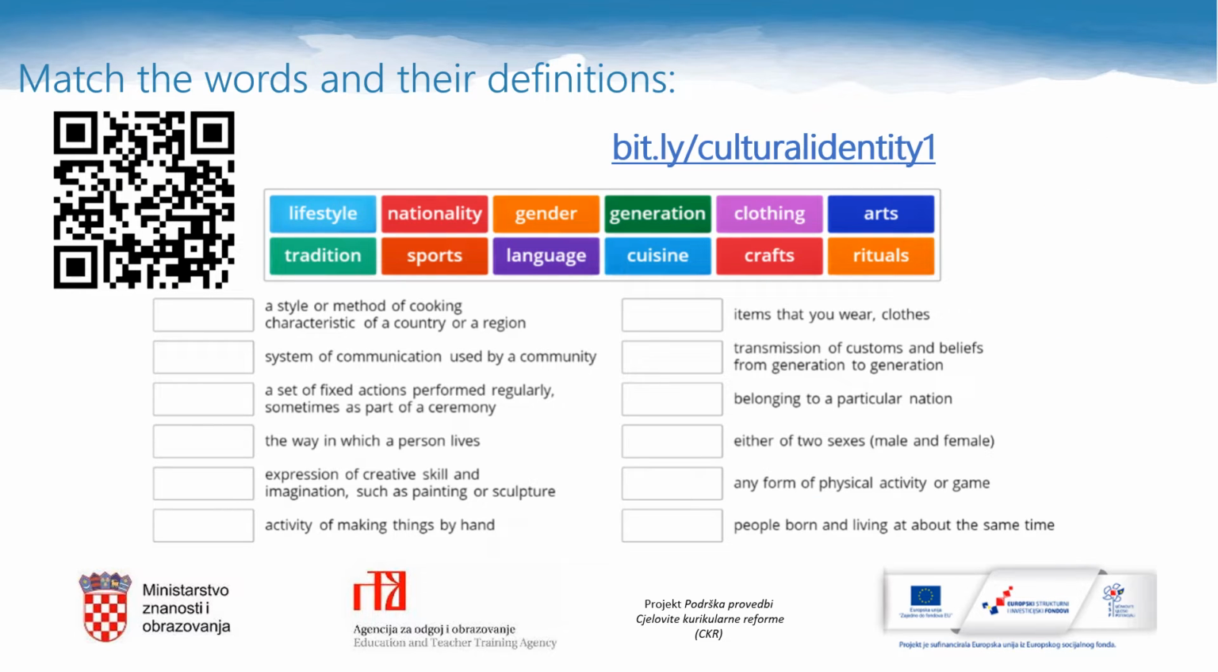Let's take a look at the words from the previous slide, the list of words that help us define cultural identity. And let's check that you know what all of them mean. Can you match the words and their meanings? You can access this exercise on WordWall if you use the link that you can see on this slide, the bit.ly cultural identity one, or you can scan the code. Please pause this video and try to complete this exercise. If there are words that you are not sure what they mean, please copy them into your notebook and learn what they mean.